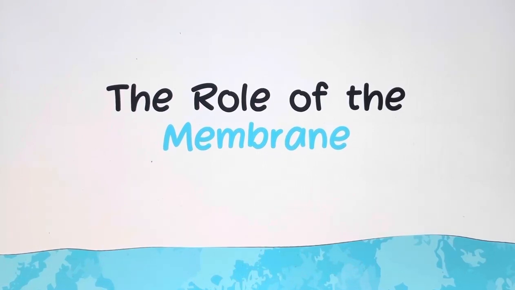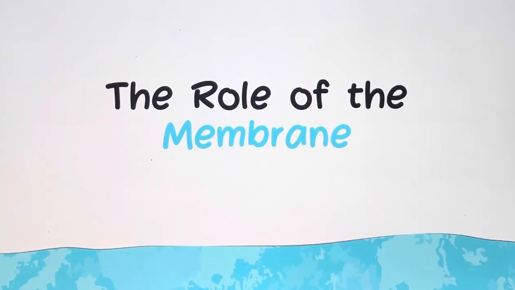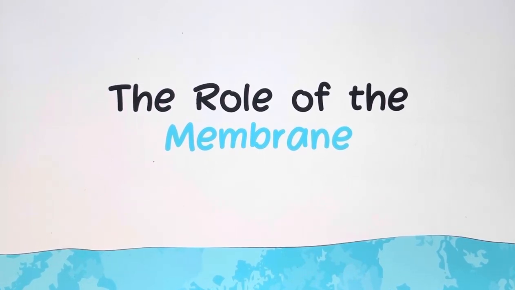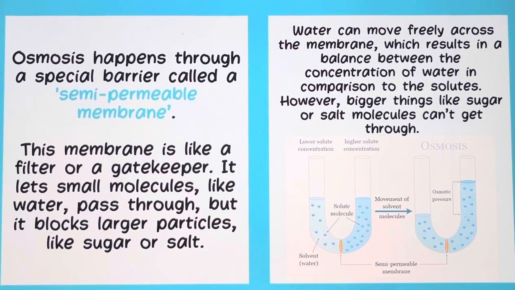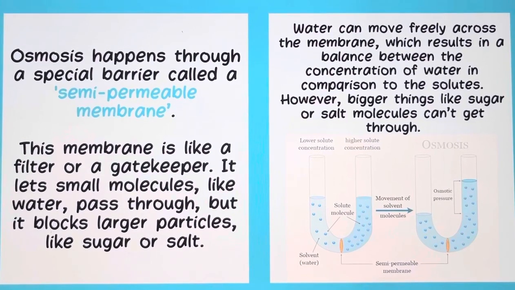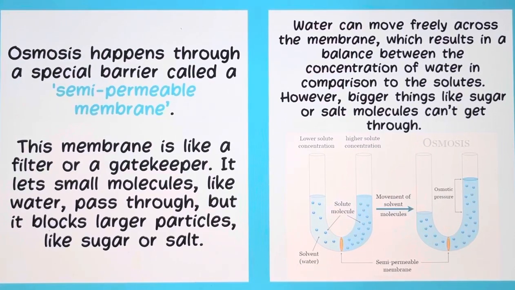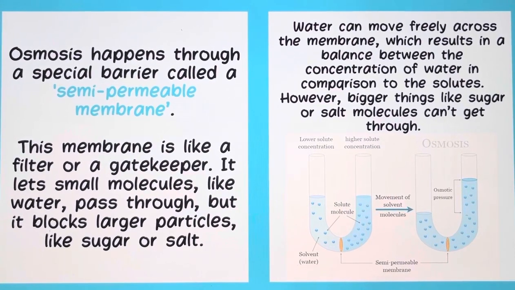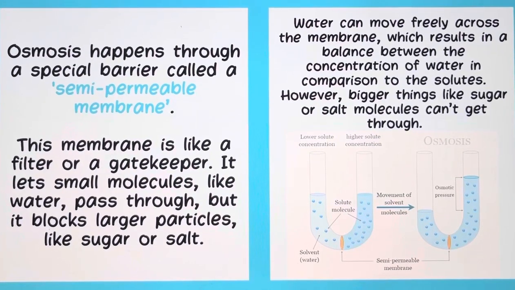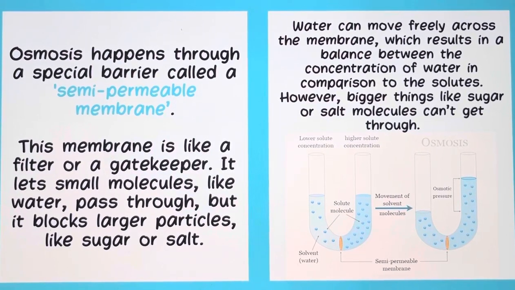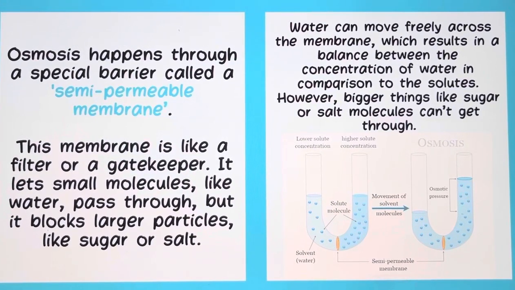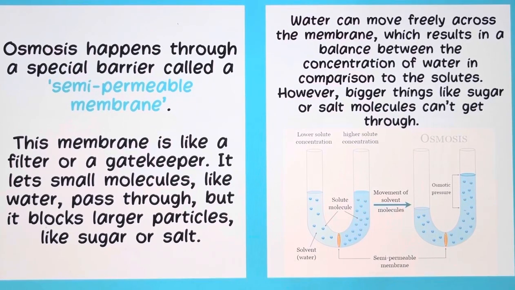And when we're talking about moving the water, it goes through the semi-permeable membrane. The semi-permeable membrane is like a filter or gatekeeper. It lets small molecules like water pass through, but it blocks large particles like sugar or salt. So the solute won't move with the water, but the water moves instead. The sugar and the salt will not go through the filter, which is a semi-permeable membrane.